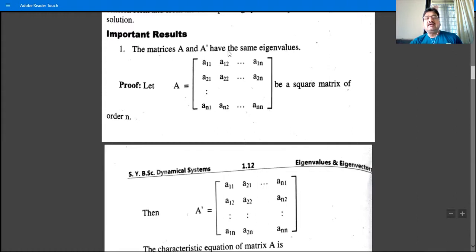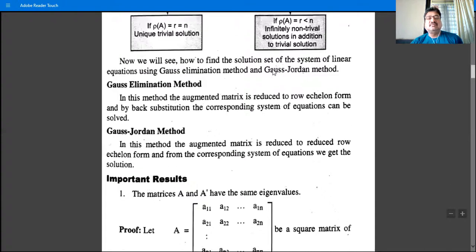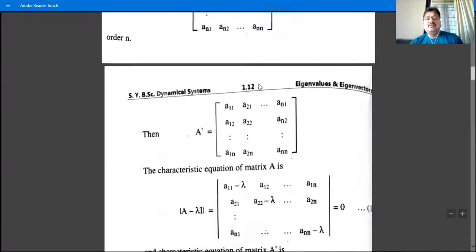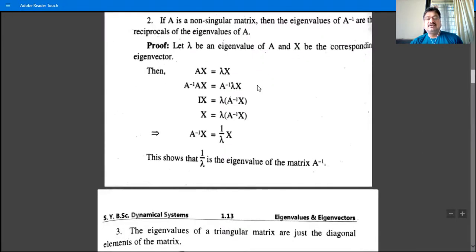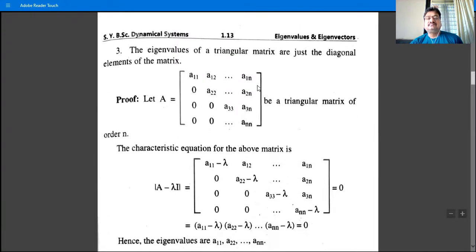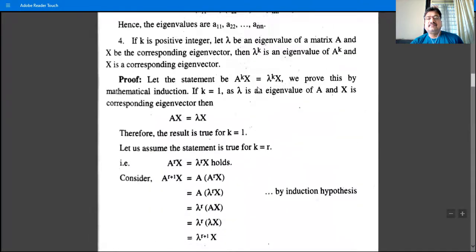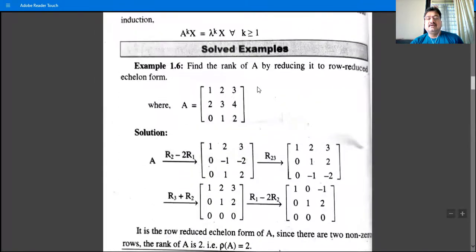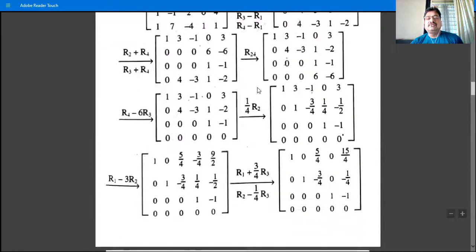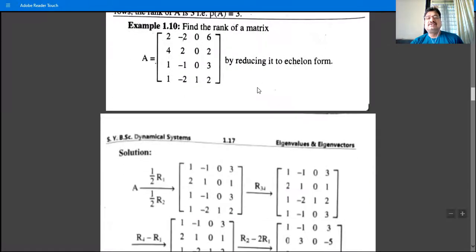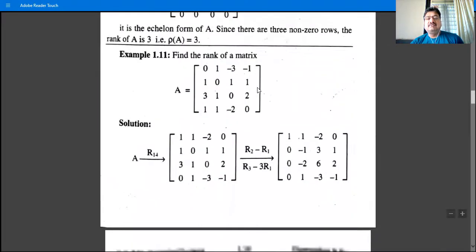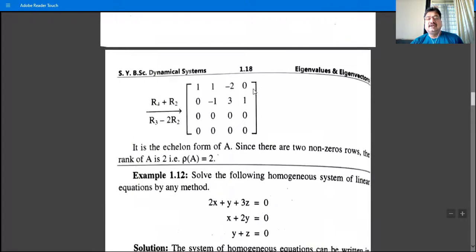The matrix A and A dash have the same eigenvalue. So first we will see the definition of eigenvalue. The examples of homogeneous and non-homogeneous systems we have already seen in the last 2-3 lectures.